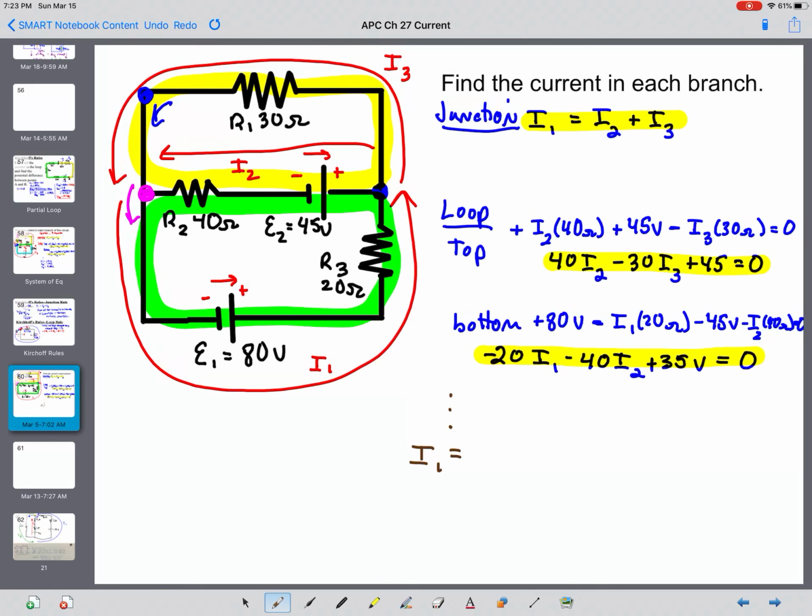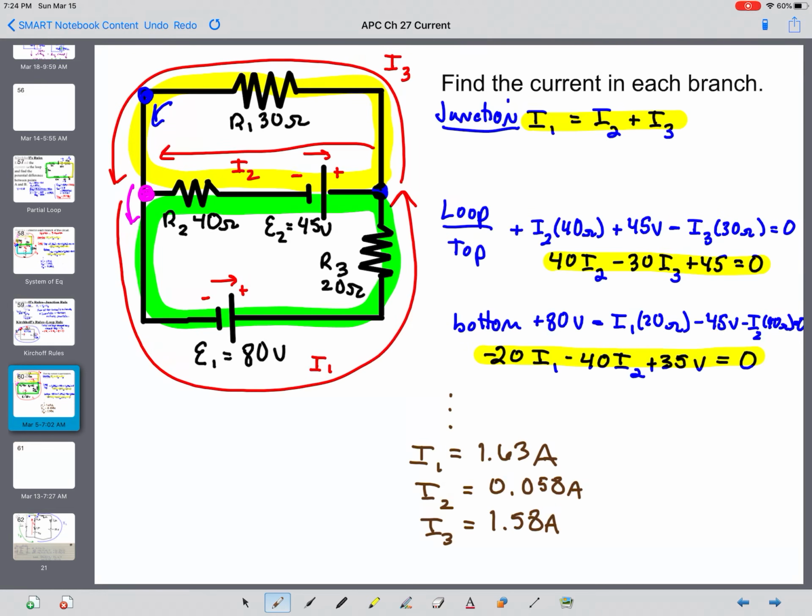I1 is equal to 1.63 amps. I2, 0.058 amps. And I3, 1.58 amps. These problems take practice.